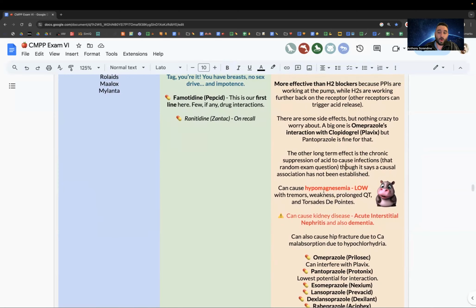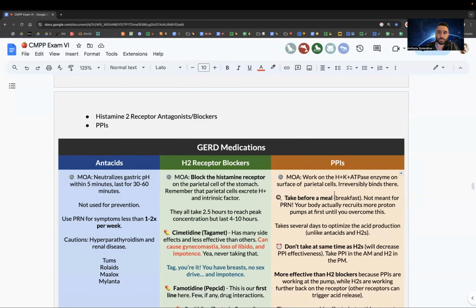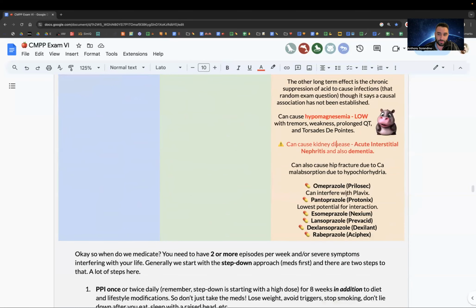The other big one, PPIs can cause hypomagnesemia, so low magnesium, and anytime you think magnesium, think cardiac. So that's going to cause a prolonged QT, even torsades, also tremors and weakness. So that's why I have this hypo here, low, hypo, magnesium. And then you're also going to get acute interstitial nephritis and also dementia. I mean, you're not going to get it, but it can cause that. So a lot of potential issues with PPIs. They're the strongest fighters against GERD, so they're going to have some side effects.